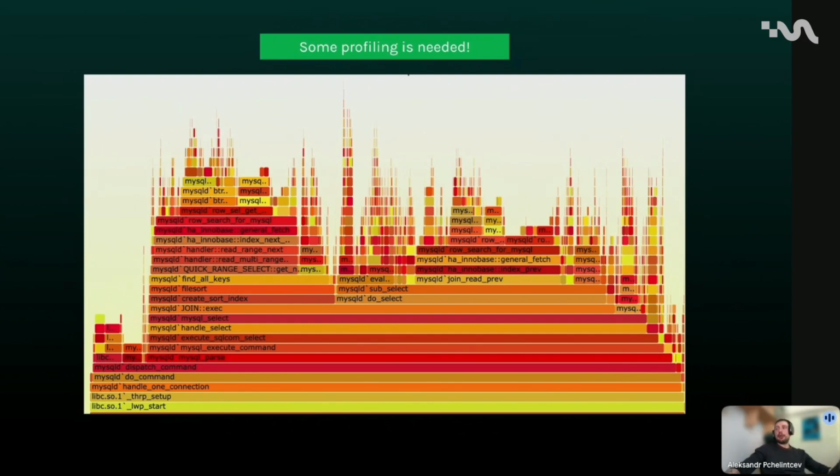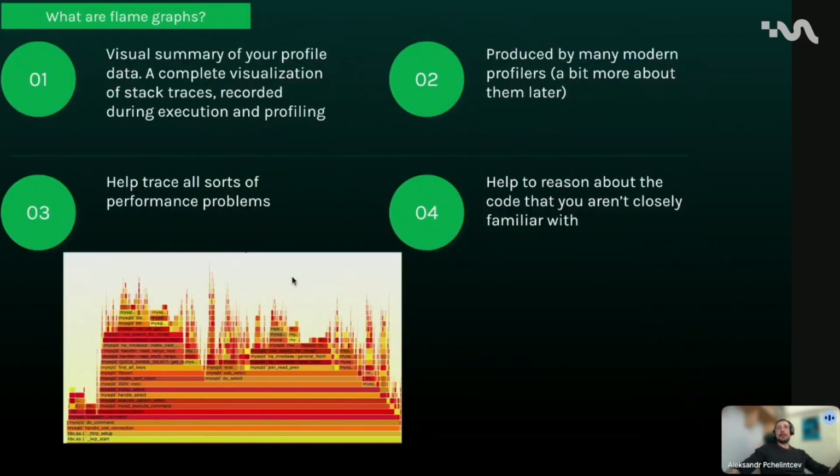Basically, publishing is slow, and we need to figure out why, and that's where a CPU profiler comes in handy. In the next several slides, I'd like to highlight the usefulness of a tool called flame graphs that helped us troubleshoot those issues. You can see a screenshot of a flame graph taken from the internet. In this case, it represents the recording of MySQL query execution.